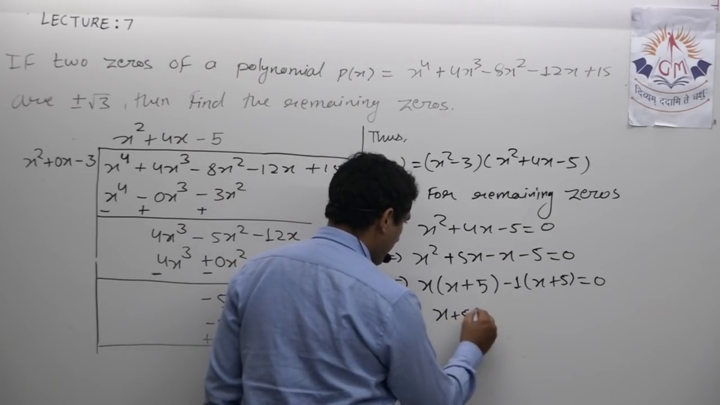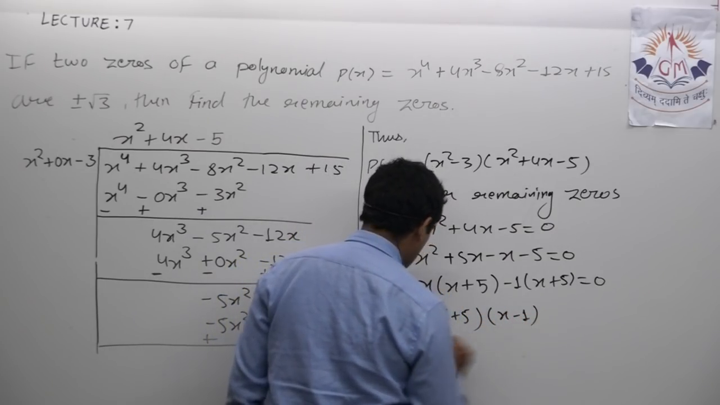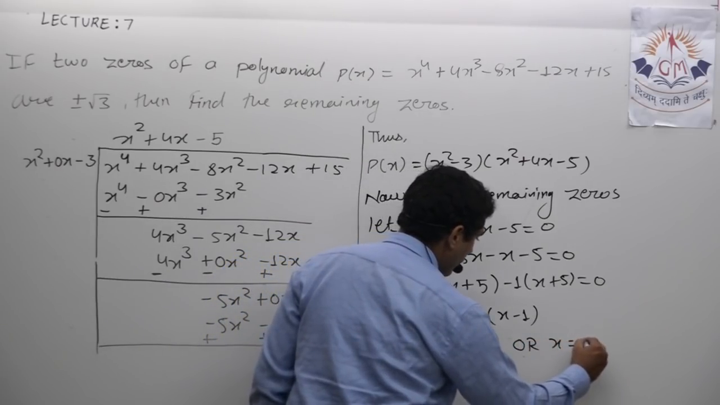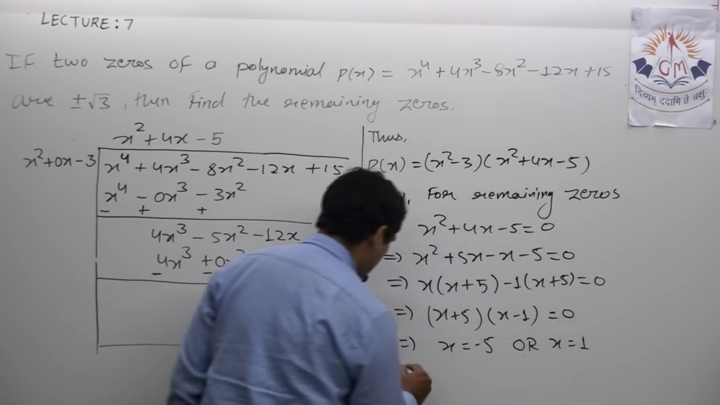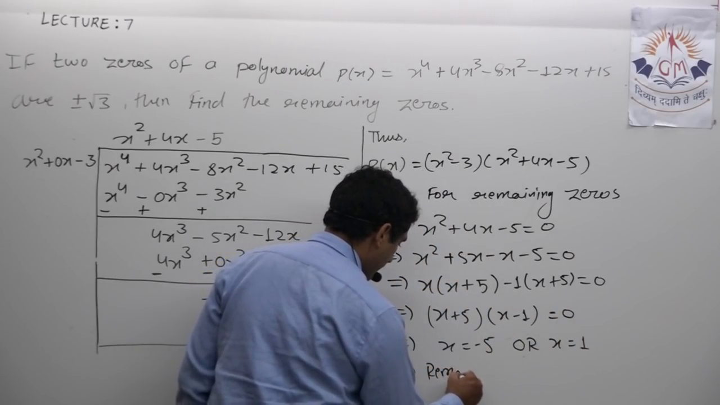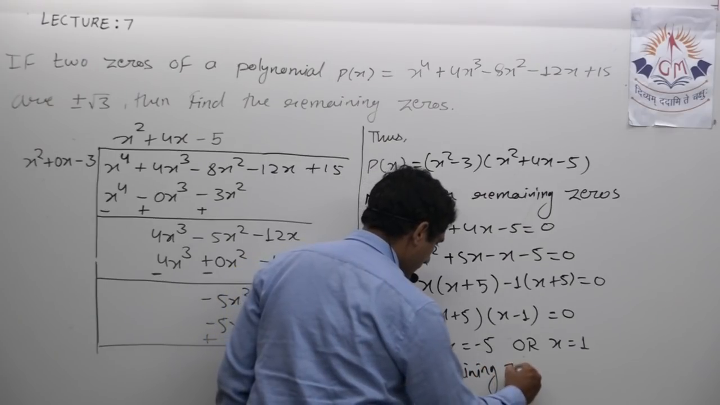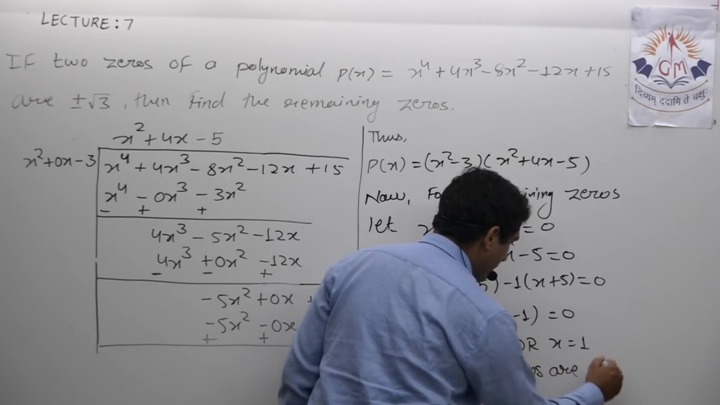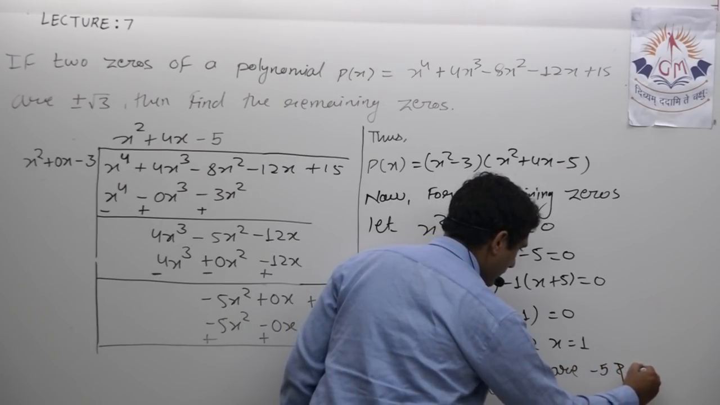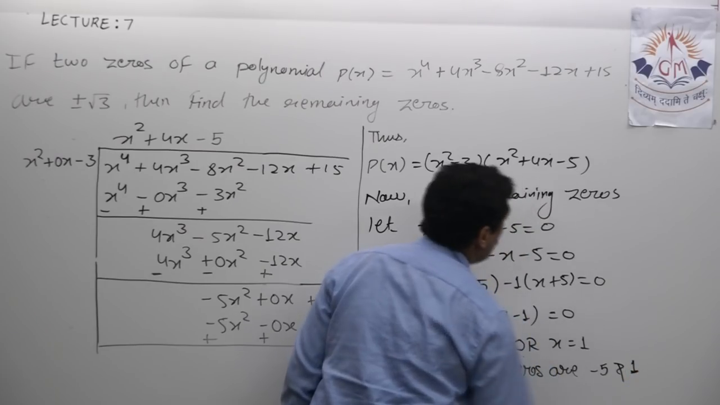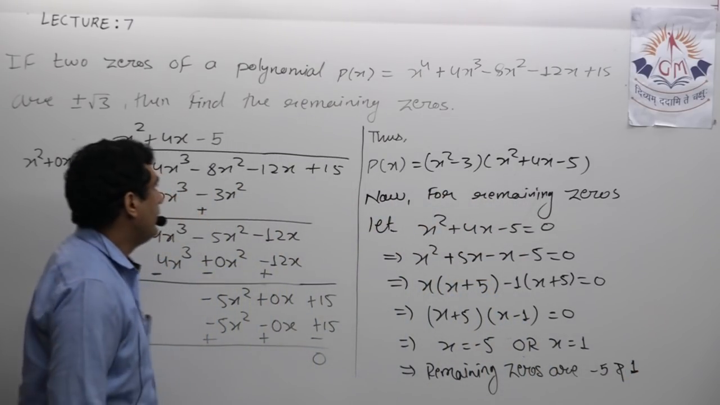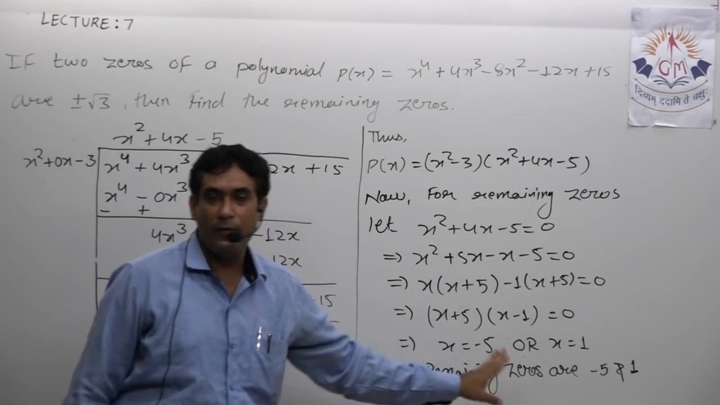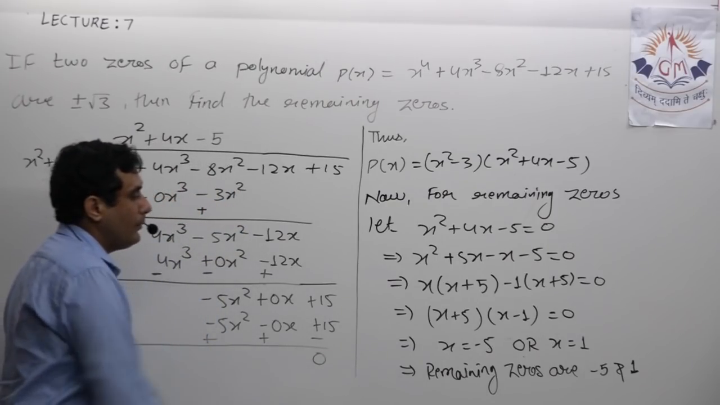Here x plus 5, x minus 1, so I'll get x equal to minus 5 or x is equal to 1. Therefore the remaining zeros are minus 5 and 1. Minus 5 and 1 are the remaining zeros of the given polynomial. The given condition was that two zeros were given, and we were asked to find the remaining zeros. So the remaining zeros are minus 5 and 1.